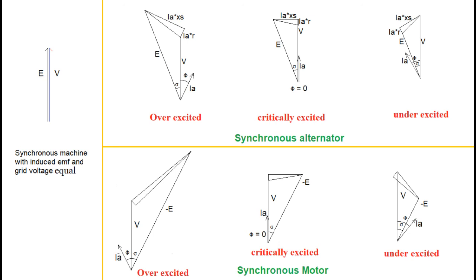Further, we may resolve armature current IA into two components. One is in phase with grid voltage and the other component is in phase quadrature with grid voltage. These components are IA cos phi and IA sin phi. IA cos phi, or the active component, is constant for constant power angle sigma, but the reactive component IA sin phi changes with excitation.